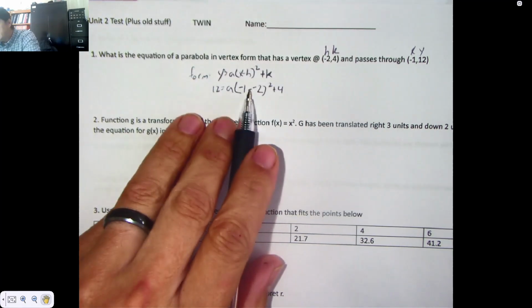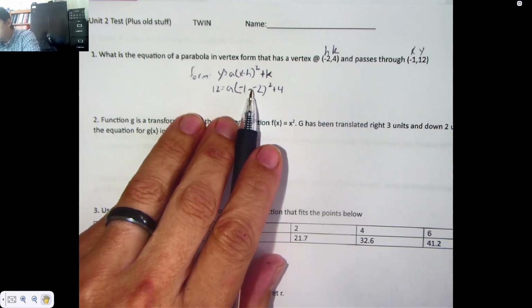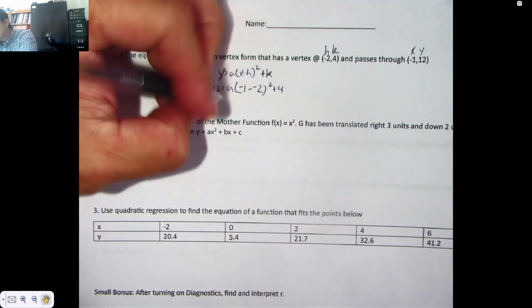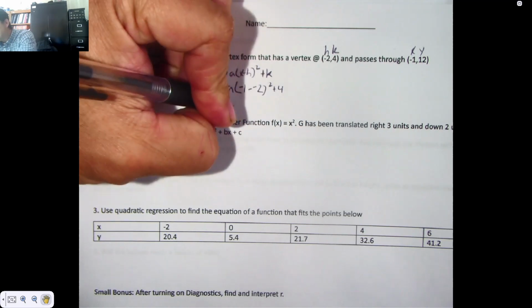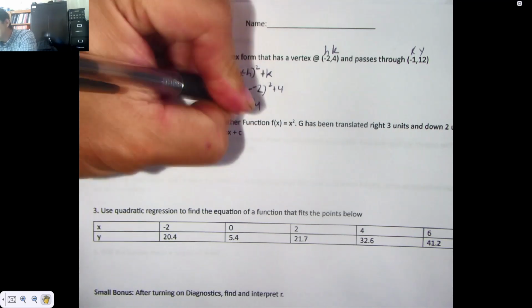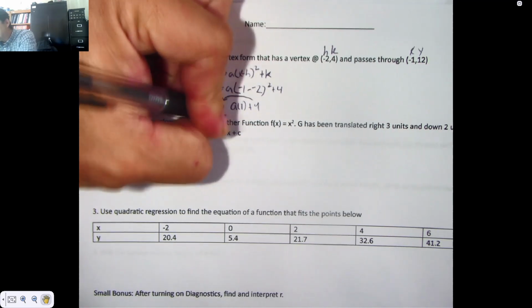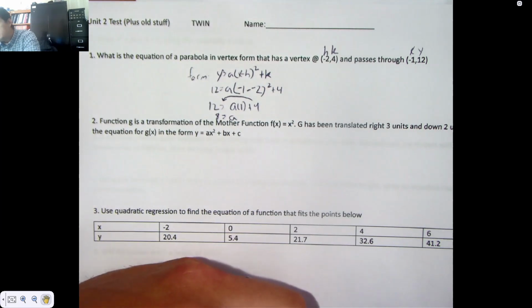If you do the math right here, this is 1, and 1 squared is 1. So 12 equals a times a 1 plus a 4. We're going to subtract the 4, and there's our a value. Our a value is 8.